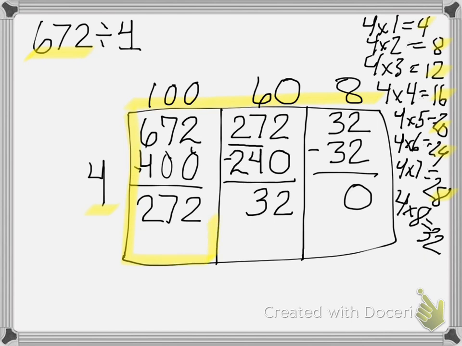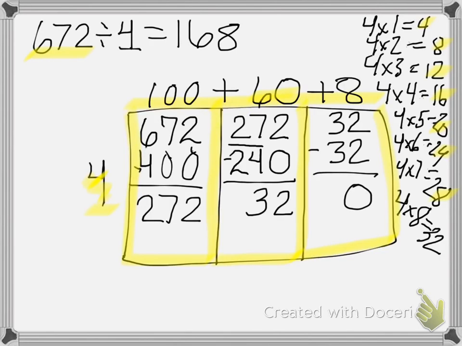The area of this first block is 4 times 100, which is 400. The area of my second block is 60 times 4, which is 240. The area of my third block, 4 times 8, is 32, and I have none left over. So now, for my quotient, I just have to add this up. 100 plus 60 plus 8 equals 168.